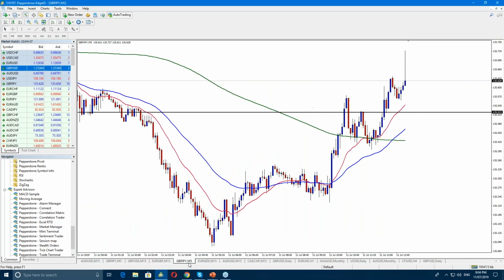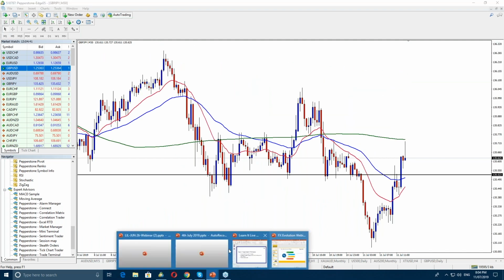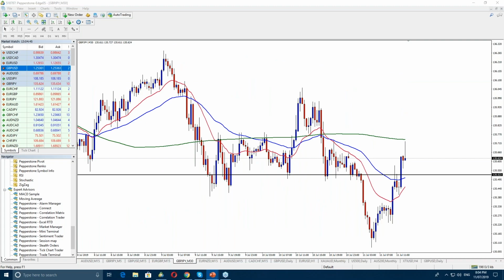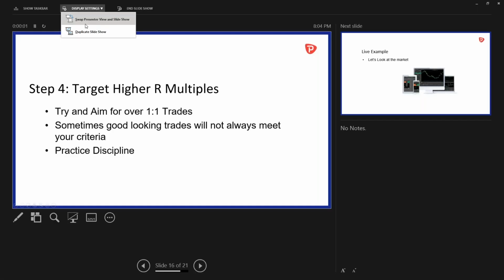Yeah, that's always a lot of fun as well. So, all right, back into what we can do and how we want to stay disciplined in our scalping.